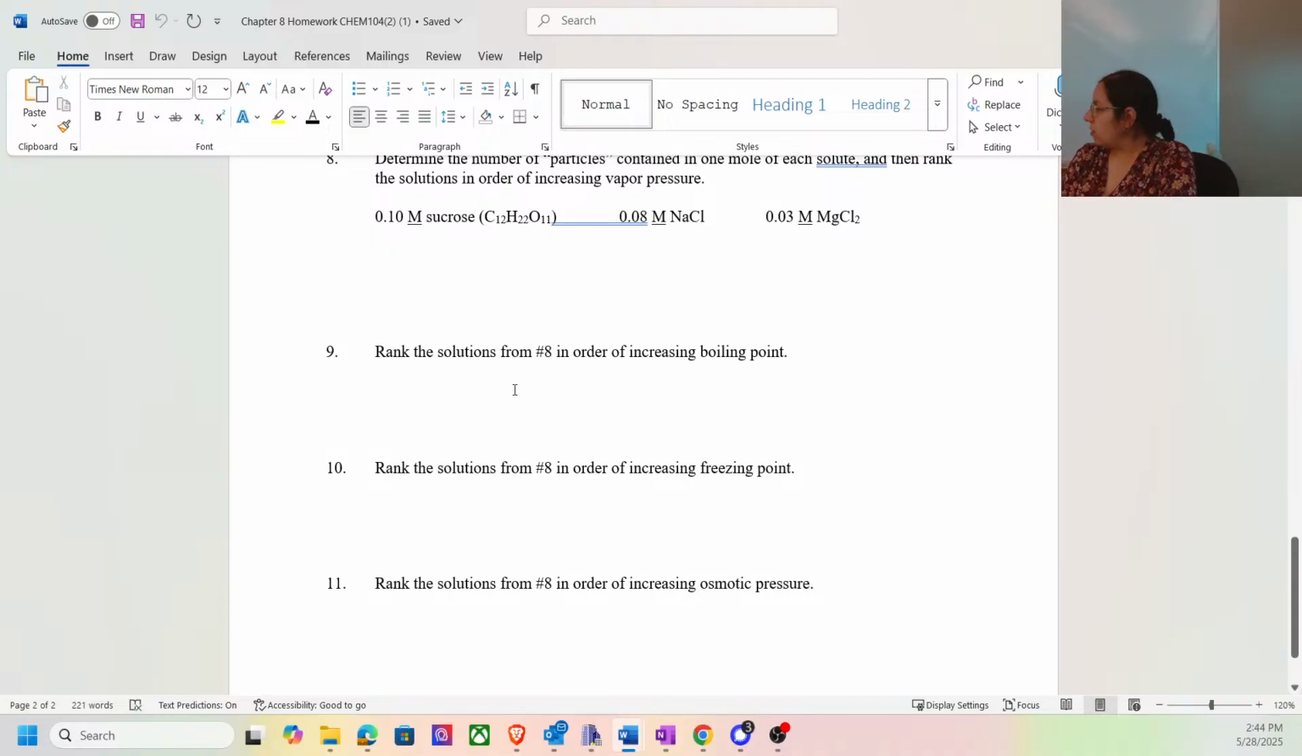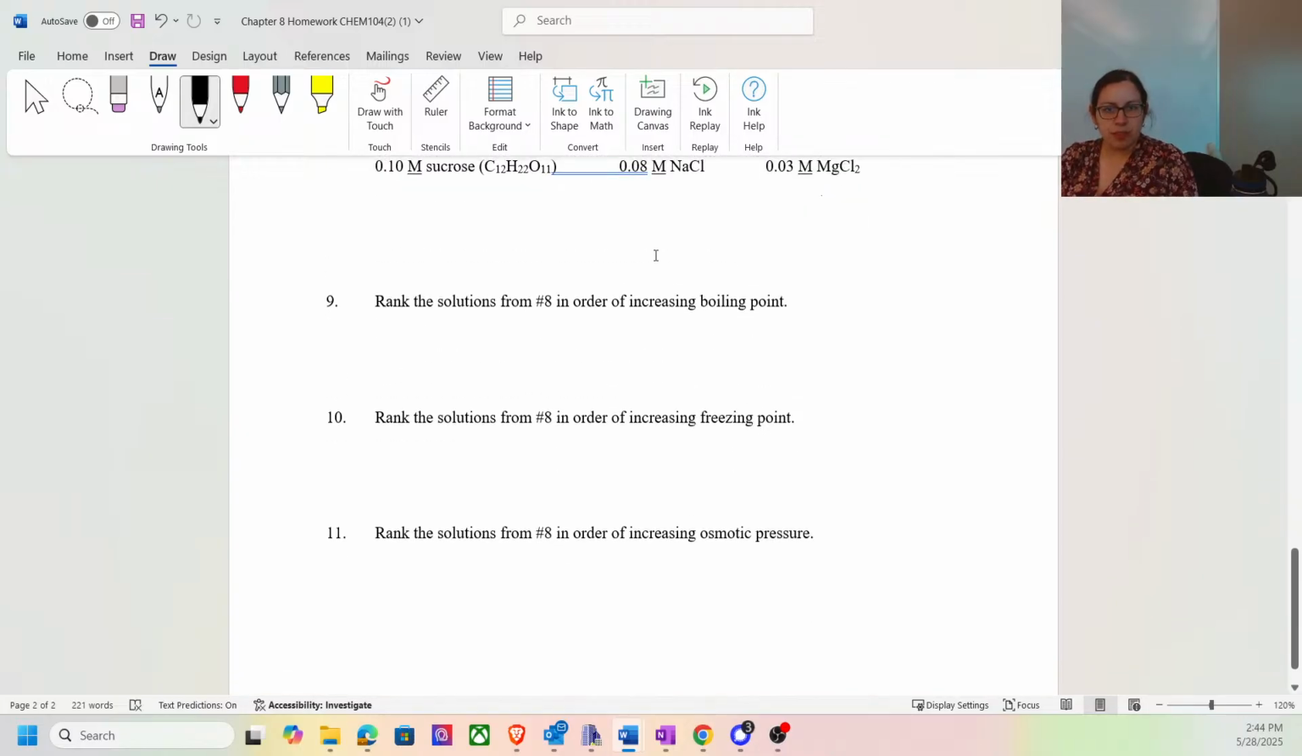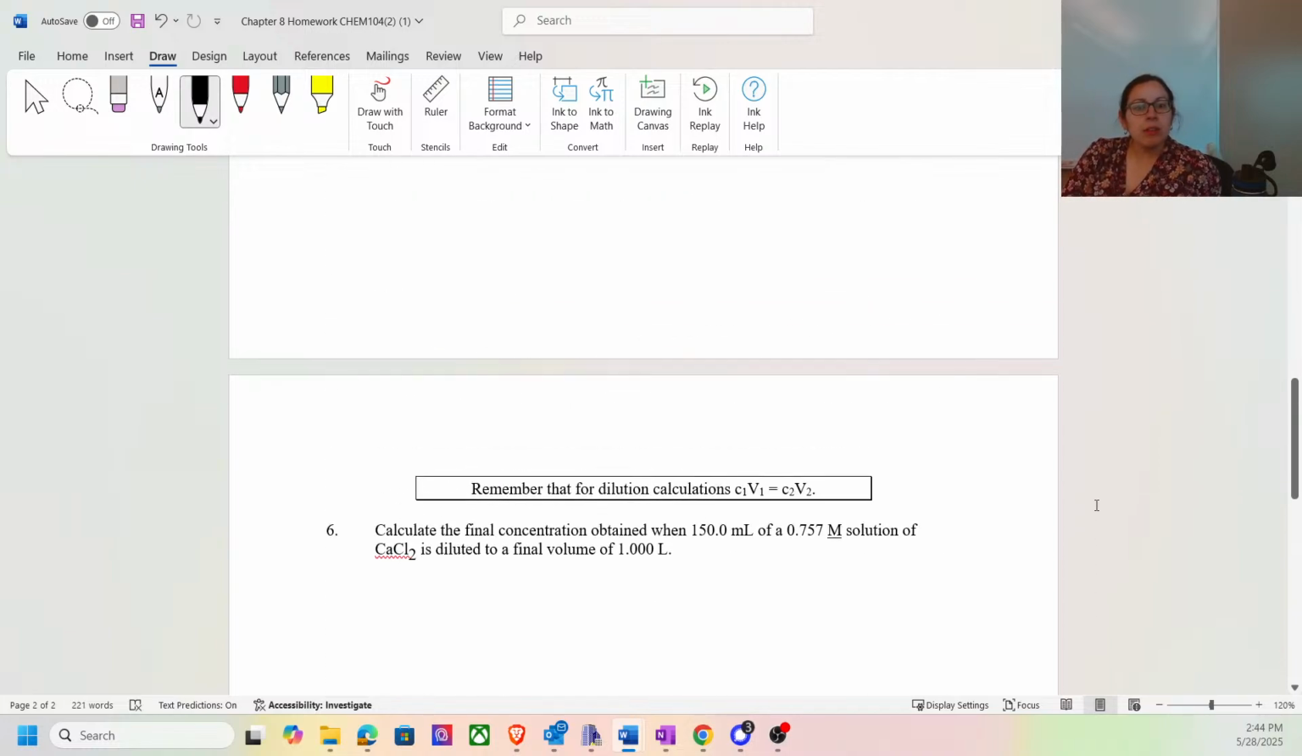So then, right, 9 would be similar. So we're just ranking them in increasing boiling point. So of course, now the sodium chloride has the highest boiling point. Sucrose is still in the middle. And then freezing point. So again, freezing point depression. So this will have the lowest, magnesium chloride the highest, and then osmotic pressure. So that goes back to, right, sodium chloride the highest, and this the least. So that's how to approach that one there.